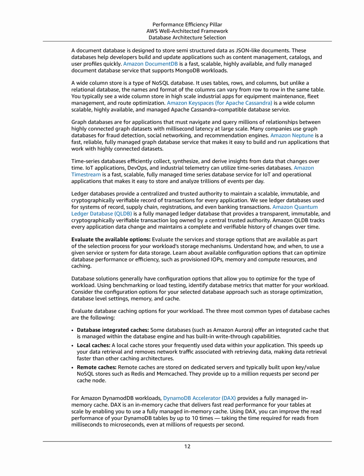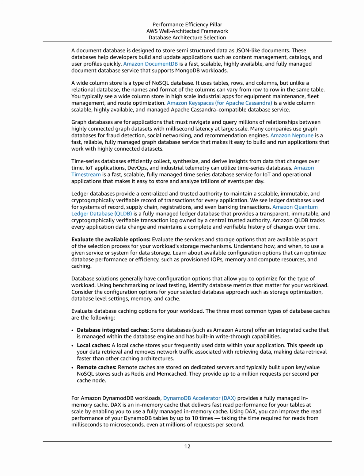A document database is designed to store semi-structured data as JSON-like documents. These databases help developers build and update applications such as content management, catalogs, and user profiles quickly. Amazon DocumentDB is a fast, scalable, highly available, and fully managed document database service that supports MongoDB workloads.